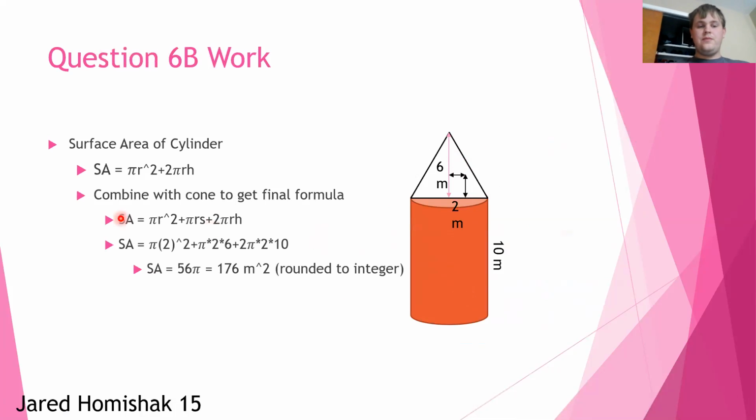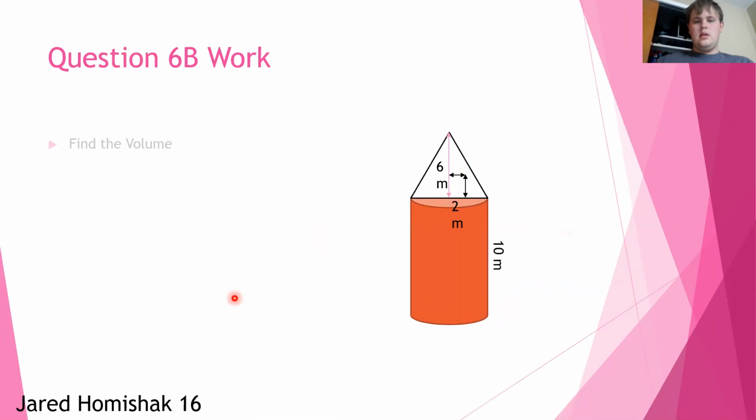So our final formula is listed here, and then once you get this formula, that's the key. You want to add up the formulas of each figure and add them together. That formula is listed here, and then you just plug in your numbers to get your final answer, which is 56 pi, or 176 meters squared when you round to the nearest integer. So let's try and find the volume now.